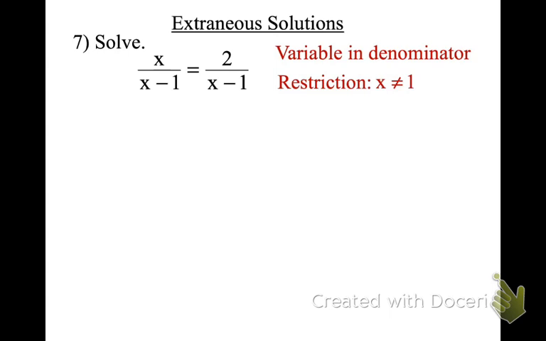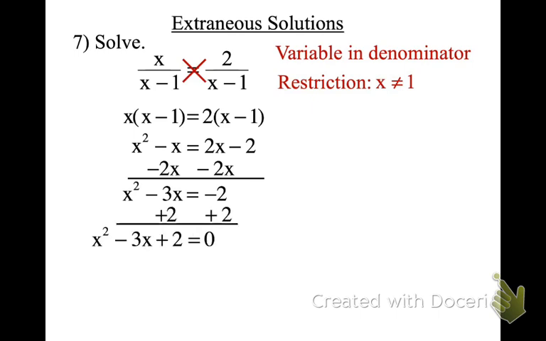So I can do my cross products. x times the quantity of x minus 1, 2 times the quantity of x minus 1. And then I distribute it. We get x squared minus x equals, I'm sorry, equals 2x minus 2. Which way am I moving everything? To the left or to the right? To the left. Subtract 2x, add 2.